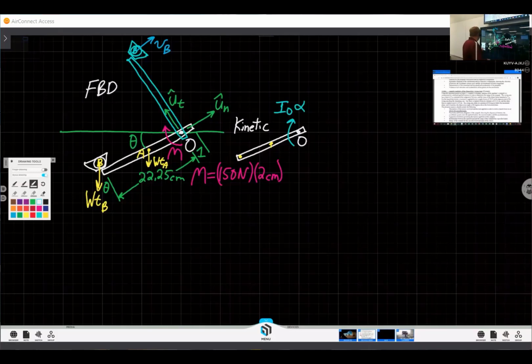For equations of motion, give myself a little bit more room here. Sum of moments about O. What do we have? Shall we go ahead and do our different weights that we would have? Our weight of B, cosine theta.